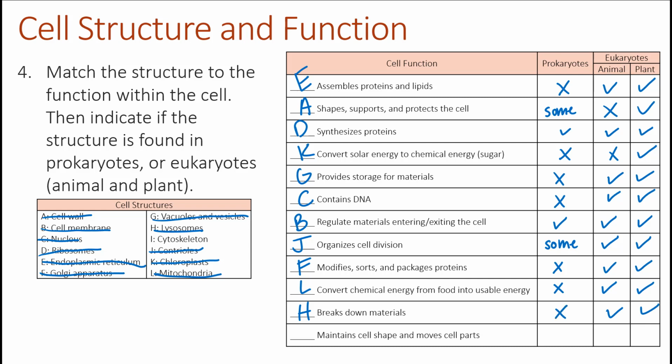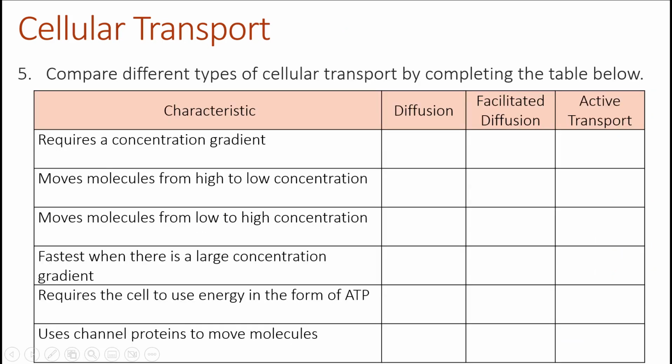So then that leaves maintains cell shape and moves cell parts. Those are going to be the cytoskeleton. So inside of our prokaryotes, they instead have protein filaments. They don't really have a true cytoskeleton, but plant and animal eukaryotic cells do.